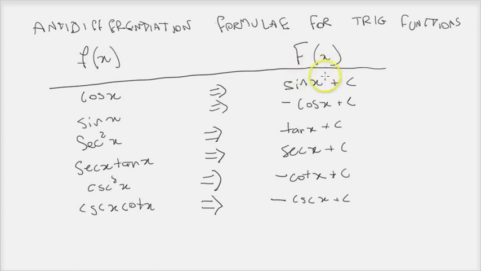We've got the derivative of sine is cosine, so the antiderivative of cosine is sine. The derivative of cosine is negative sine, so that means the antiderivative of sine is negative cosine. So on and so forth down here. The tricky thing to remember is the negative. Just remember that the derivative of cotangent is negative cosecant squared x. So that means the antiderivative of cosecant squared x is negative cotangent x. Just bring the negative over to the other side.